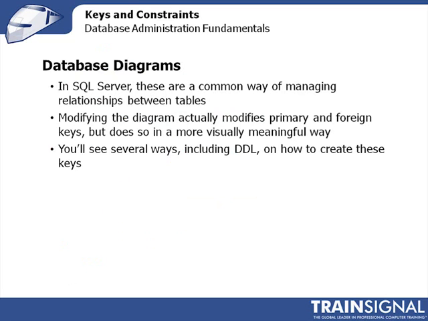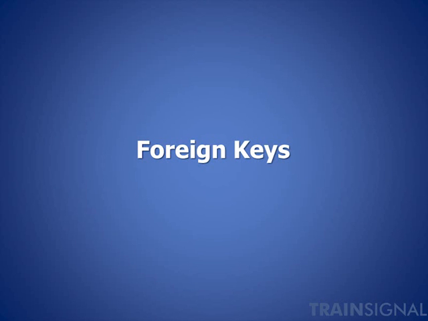SQL Server has a feature called database diagrams, and they're a common way of managing the relationships between tables. Modifying the diagram actually modifies primary and foreign keys, but it does so in a more visually meaningful way. You'll see several ways, including DDL, on how to create these keys used in production environments. Let's go back to SQL Server Management Studio and spend some time working with foreign keys.